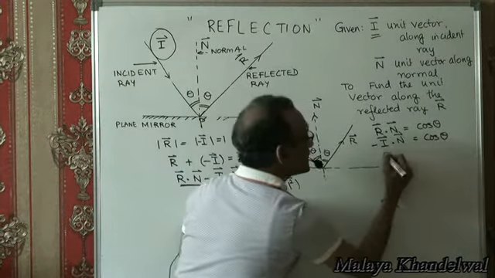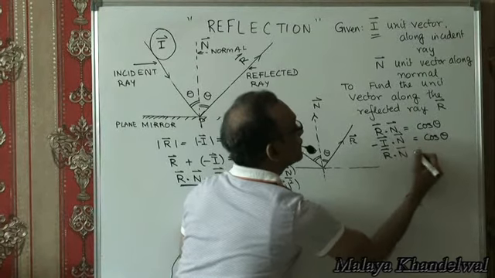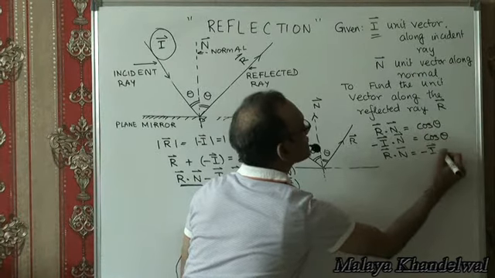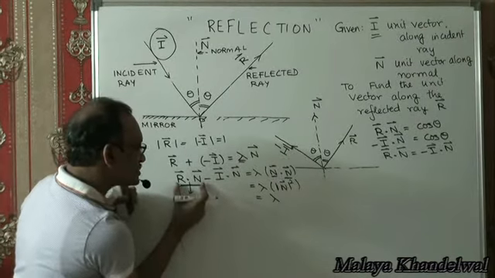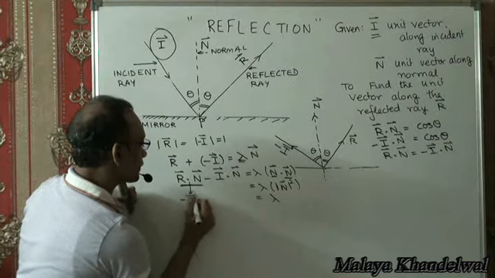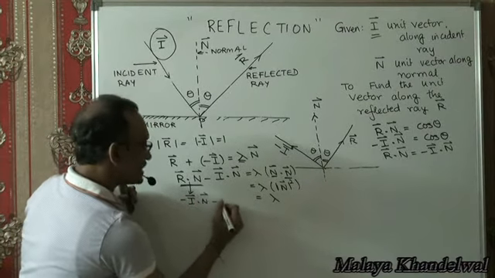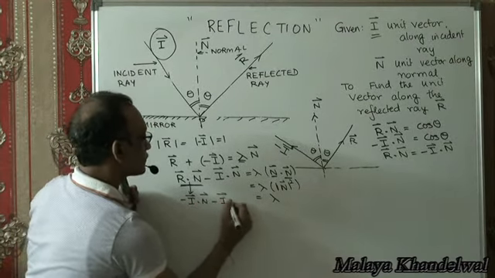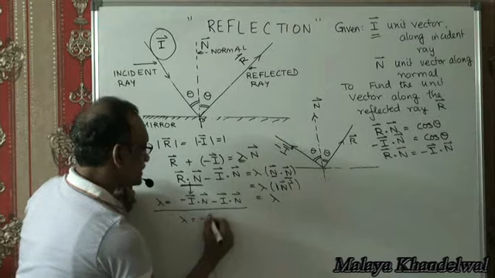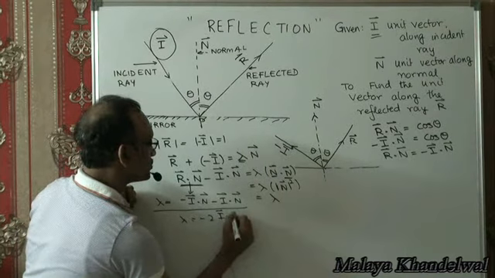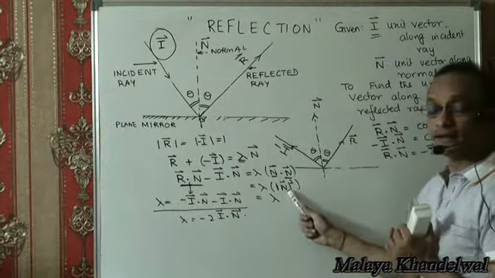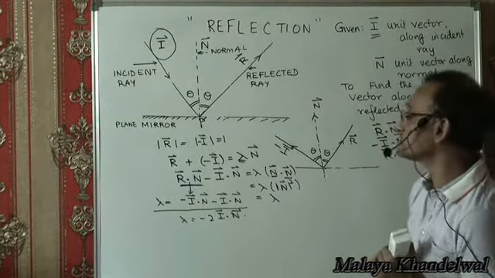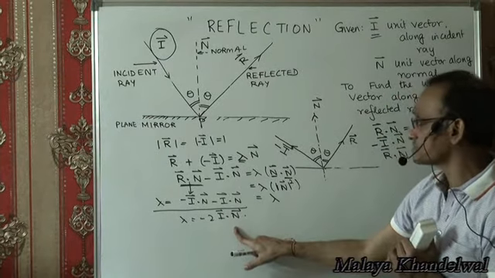So can I not say that R dot N is actually minus I dot N? Good for us. So R dot N can be written as minus I dot N, and that's equal to lambda. So what's lambda? Lambda is minus twice I dot N, where I is a unit vector along the incident ray and N is a unit normal at the point of incidence.